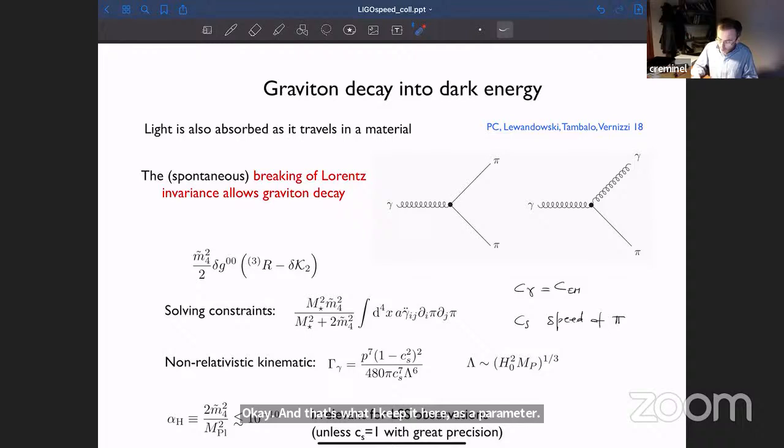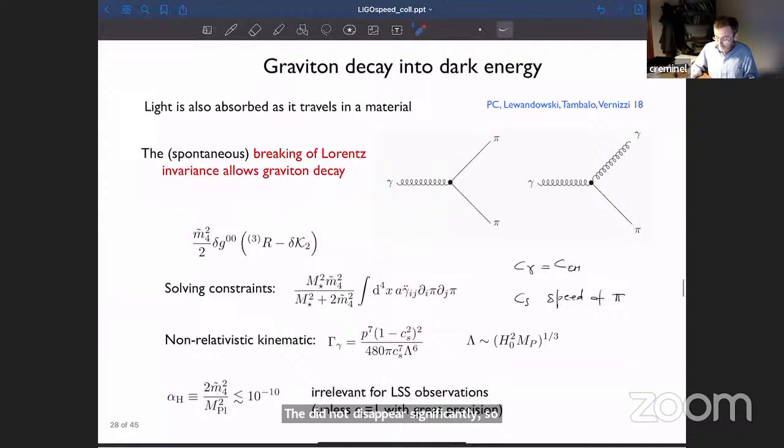What is important is that, of course, we don't observe this. It looks like gravitational waves traveling from a neutron star or from a black hole binary do not disappear significantly. So we can put bounds on the parameters that I was describing. In particular, you can put bounds on this dimensionless ratio, which is called alpha H, which is again quite small, and again much smaller than what I can observe in large scale structure observations.